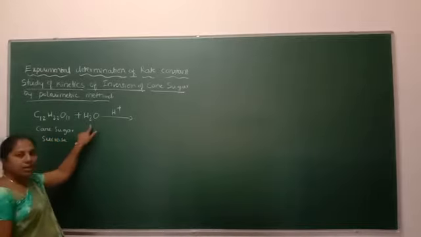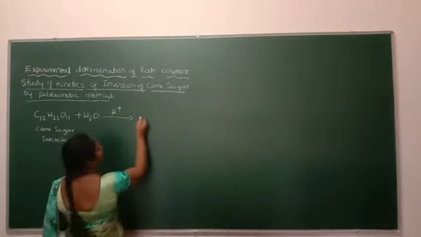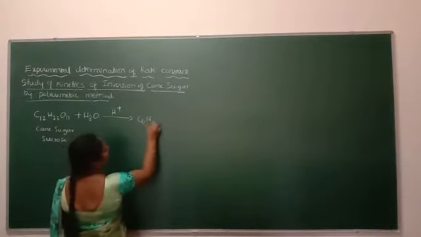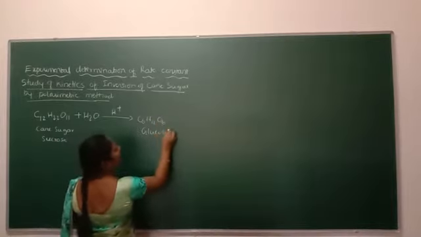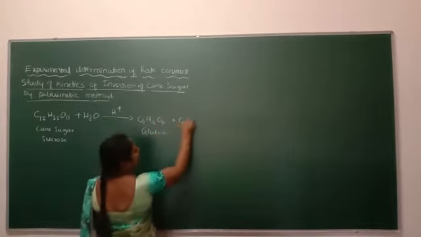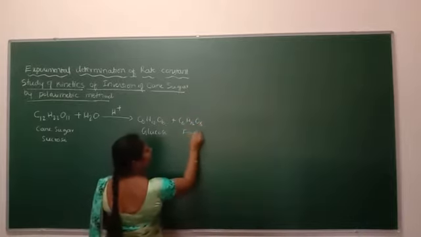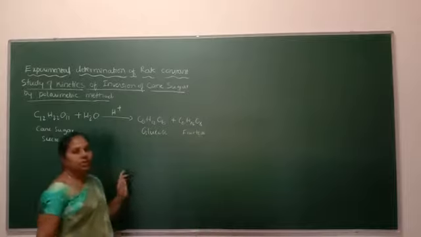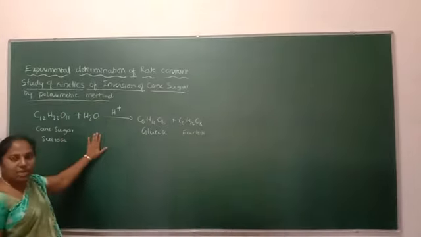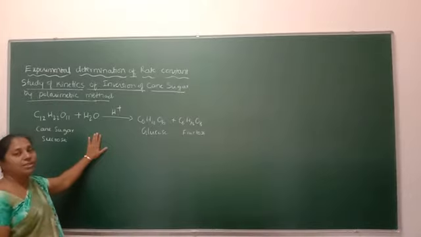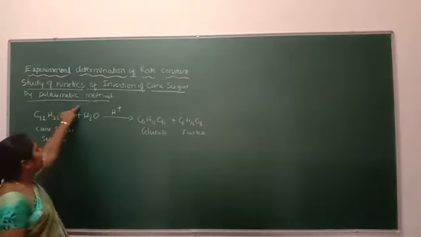This on hydrolysis in presence of acid as a catalyst gives rise to C6H12O6, called glucose, and C6H12O6, called fructose. Okay, so we are studying the rate of this reaction. We are determining the rate constant of this chemical reaction by using the polarimetric method.